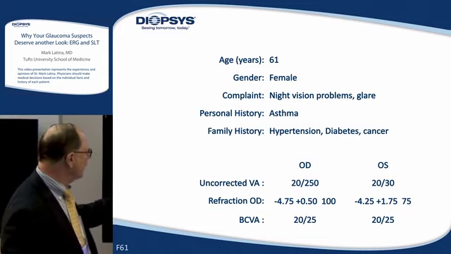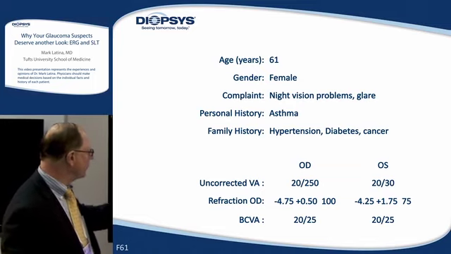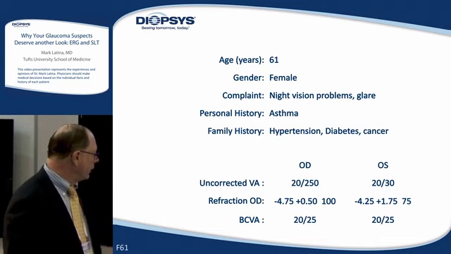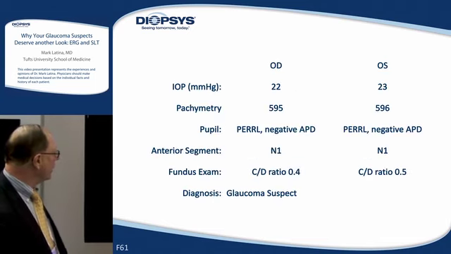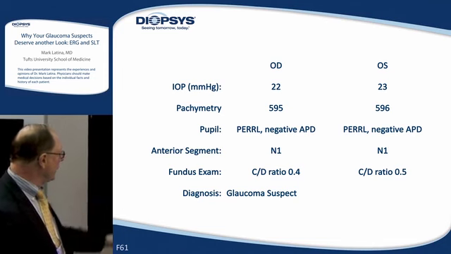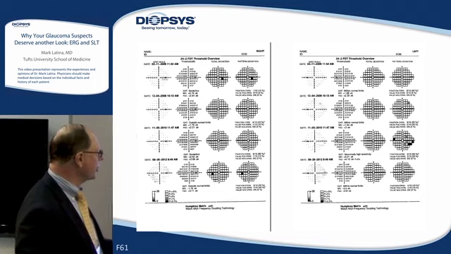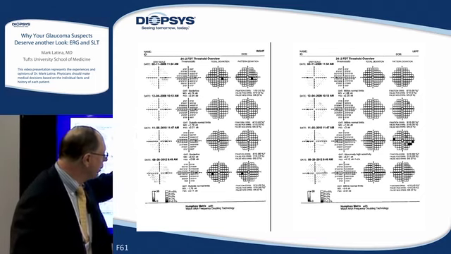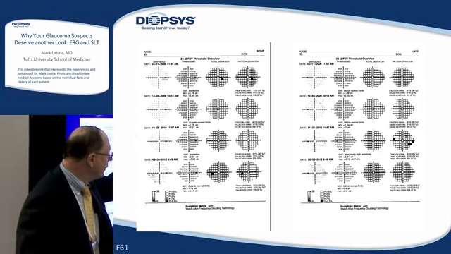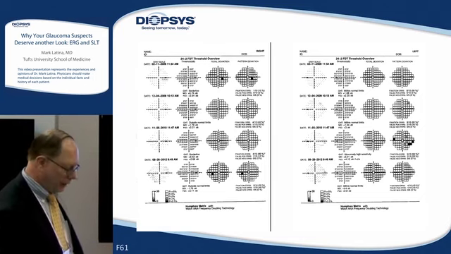Another patient, I don't know if this was my patient: night vision problems, asthma, visual acuity is 20/25 in each eye corrected, pressures of 22 and 23 millimeters of mercury, good discs 0.4, 0.5, but there is a suggestion of changes on the FDT shown here, may be real, may not be real.